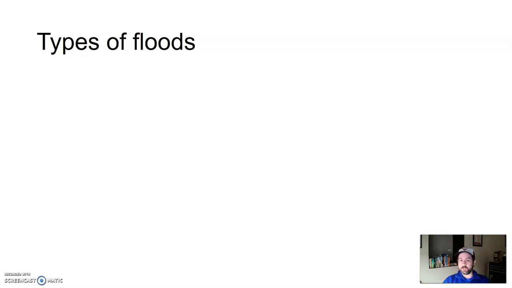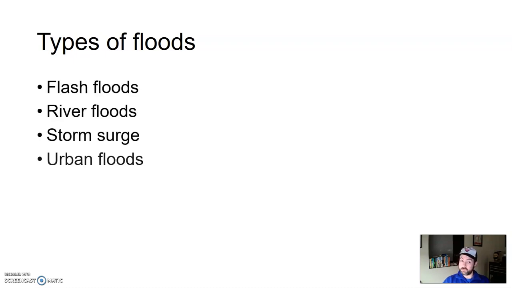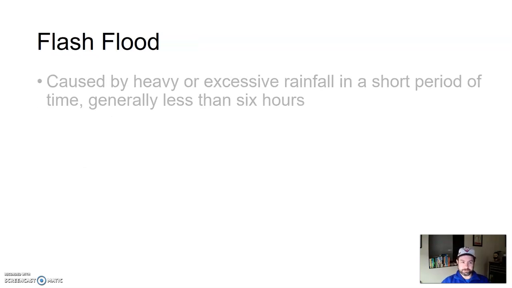So the types of floods include flash floods, river floods, storm surges, and urban floods. Of these four, quite often we get 3 of these, storm surges being the only one we don't get here in Arizona. That's more of a coastal thing. Yeah, we're not really on the coast, but we can get these other 3 for sure. So let's talk about them.